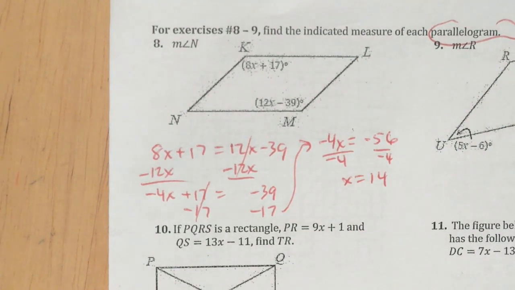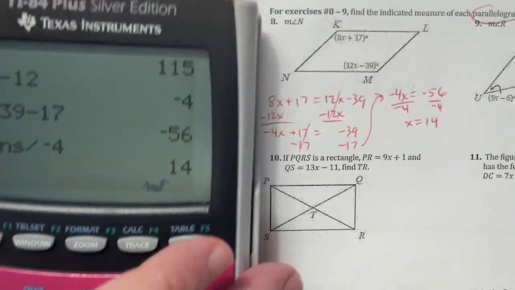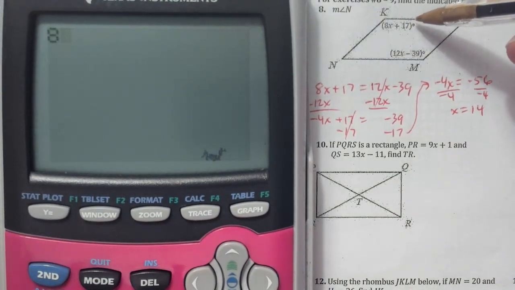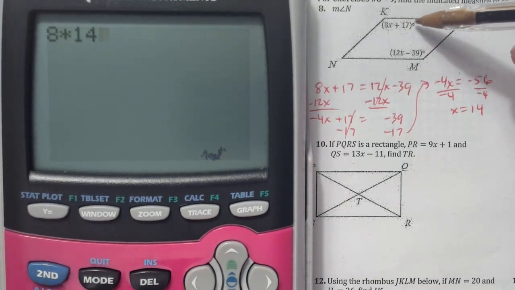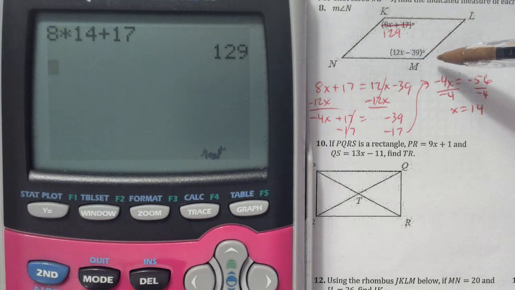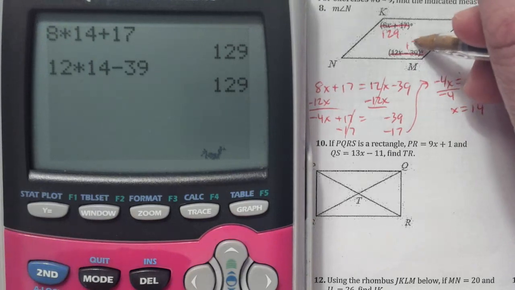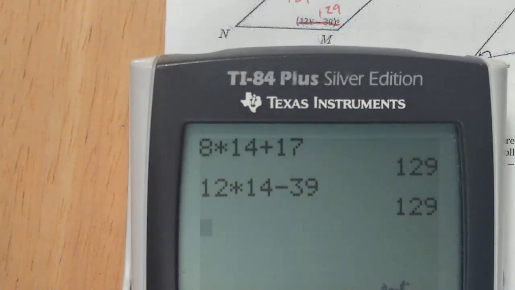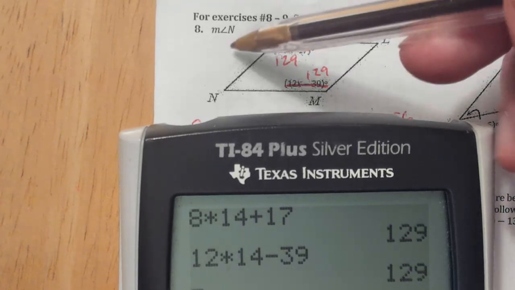And every time you find x, you're always supposed to plug it back in for multiple reasons. One, to check yourself, but also to be prepared no matter what they ask you. Because remember, I'm tricky. So let's plug this back in. All right, this would be 8 times 14 plus that 17. We pop out with 129. And then 12 times 14 minus 39, and that's also 129. And were they supposed to be equal? Yeah, they were. So I feel really good about that. I checked myself. Now, what did they ask for?